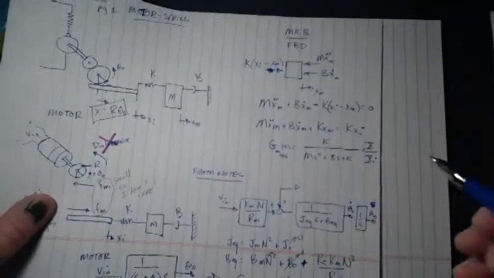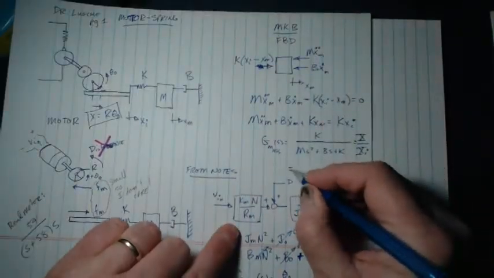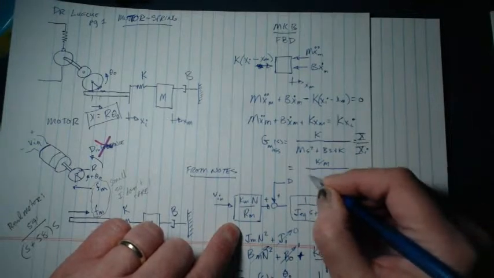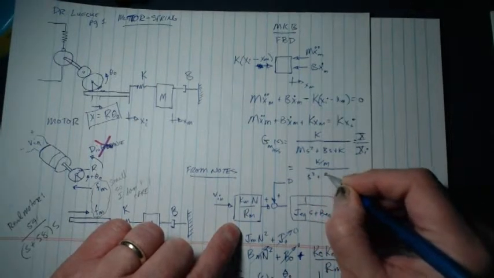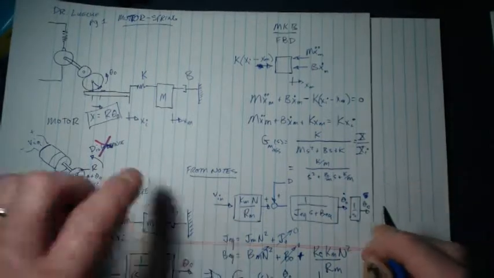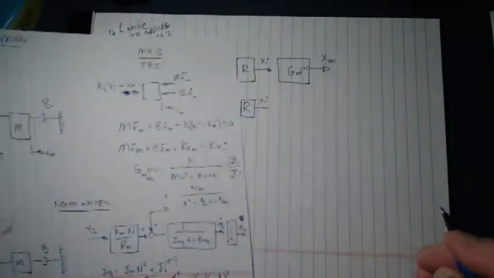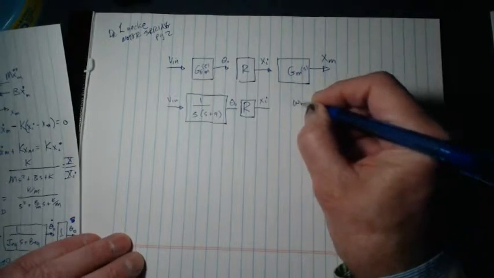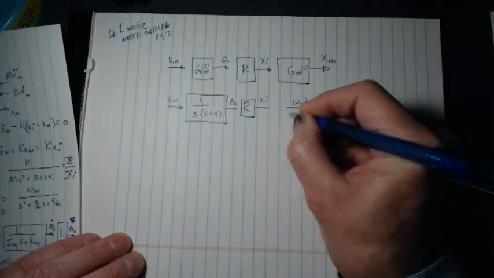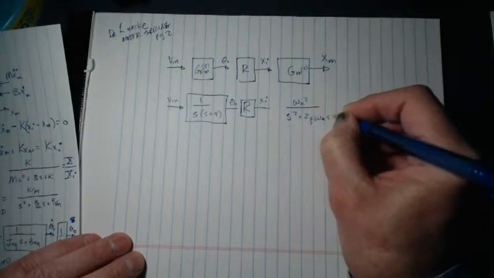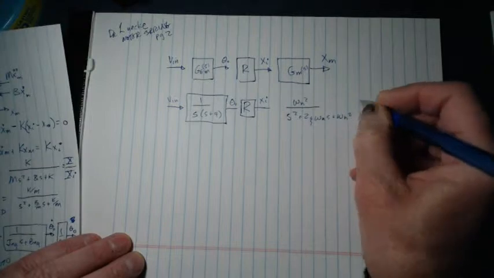Sorry, I'm going to do one last thing here. I'm going to change this one. This is going to be K over M divided by S squared plus B over M S plus K over M, which I hope all of you would be able to remember is going to be omega n squared over S squared plus 2 zeta omega n S plus omega n squared.